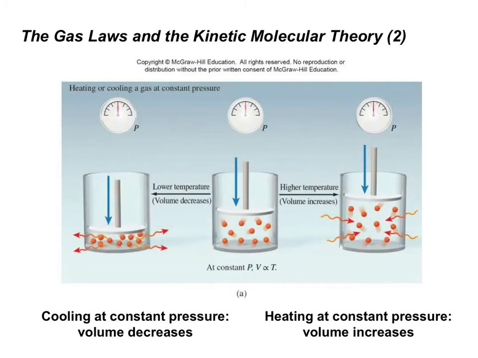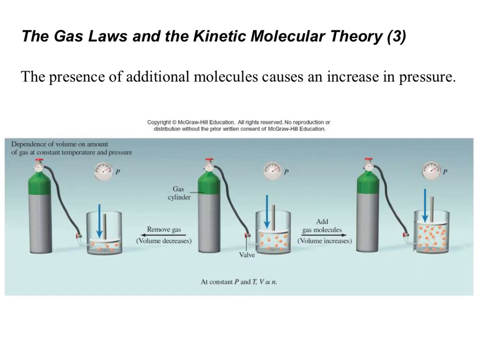If we wish to maintain the pressure constant, then if we lower the temperature, the volume will decrease, whilst if we increase the temperature, the volume will increase. The presence of additional molecules does cause an increase in pressure. So for example, if we have a system with molecules, if we remove molecules from it, the volume will have to decrease to maintain the same pressure. Otherwise, the pressure will decrease. Whilst if we add molecules to the system, the volume will have to increase to maintain pressure constant.